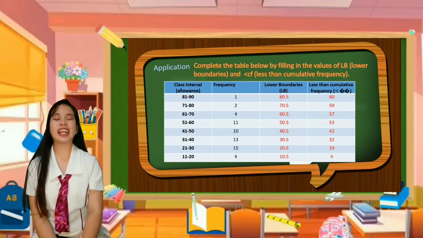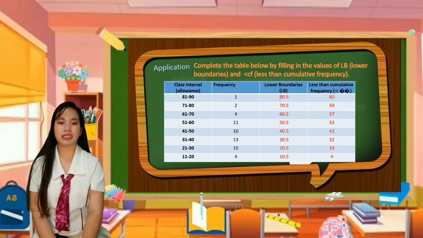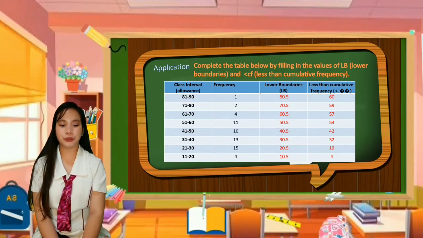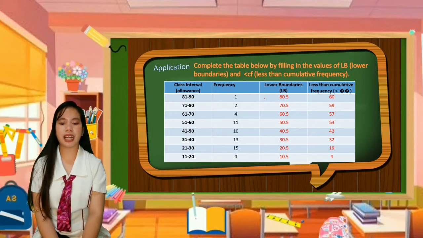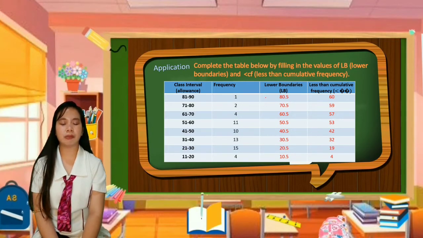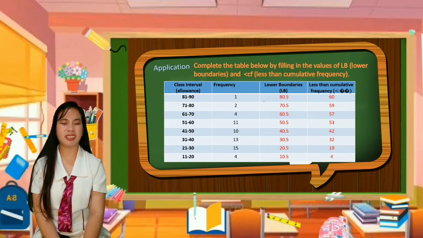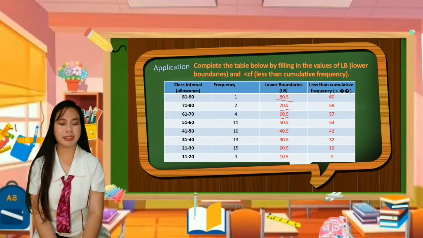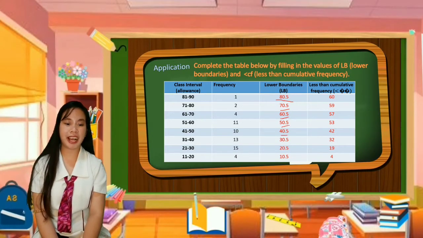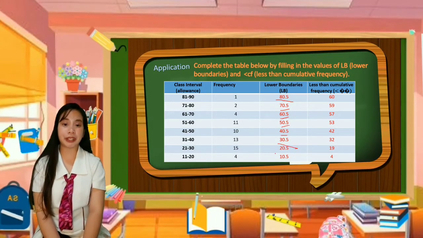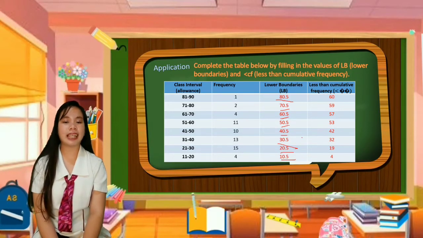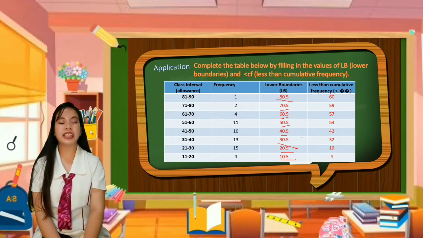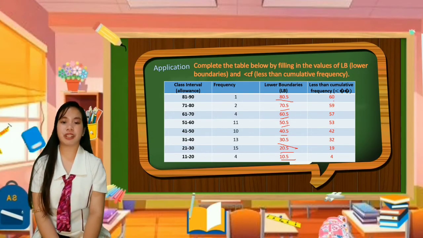So, let's start to fill in the lower boundaries. To solve the lower boundaries, we should subtract 0.50 from the smallest class interval value. The answers are 80.5, 70.5, 60.5, 50.5, 40.5, 30.5, 20.5, and 10.5. Very good, class. So now, let's proceed to the less than cumulative frequency.